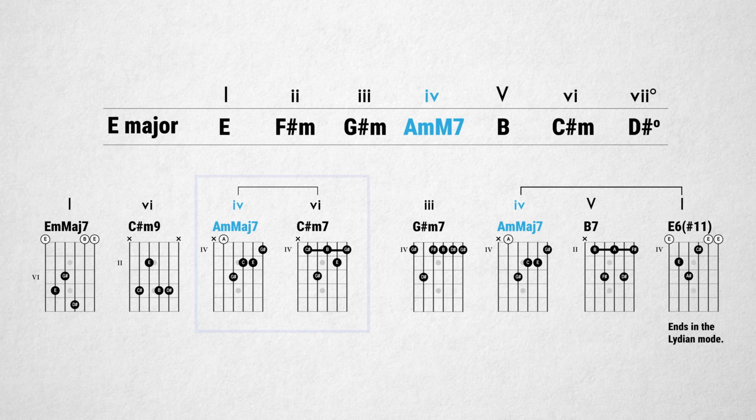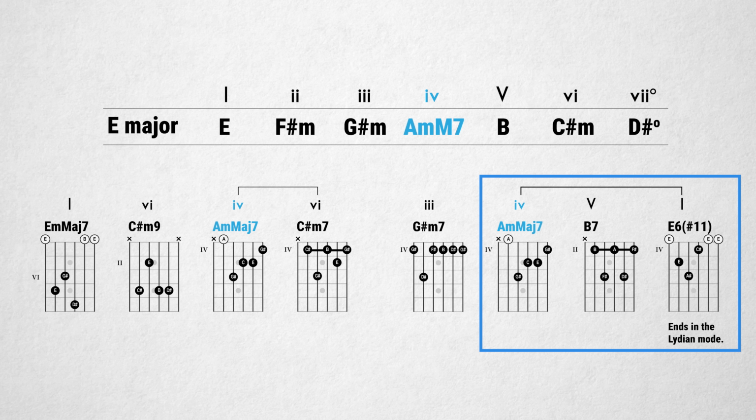Now here's another example. The A minor major 7 chord leads to the 6th chord, C sharp minor 7, in bar 3 and 4. In bar 6 the 4 chord is also changed to a minor major 7 chord, making the 4-5-1 cadence a little bit more interesting.